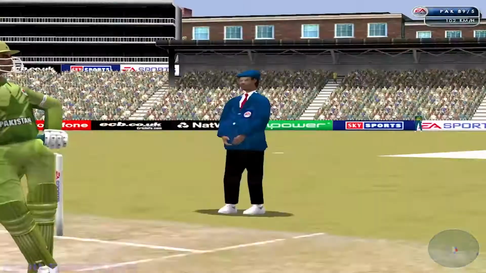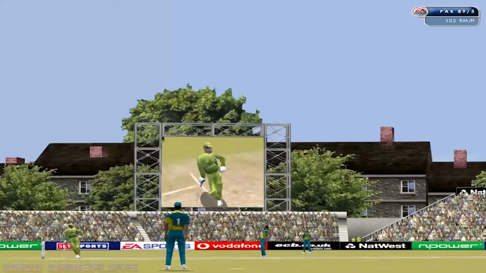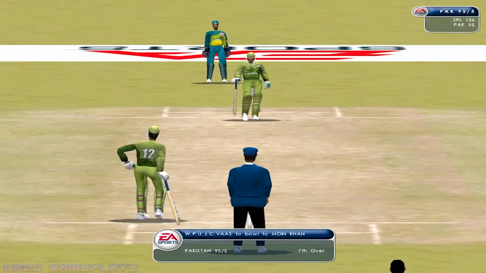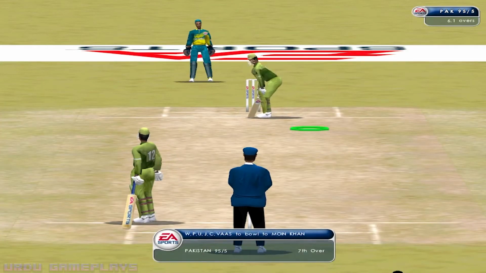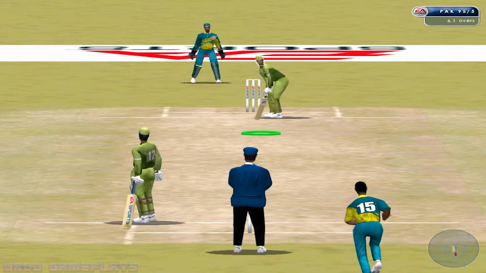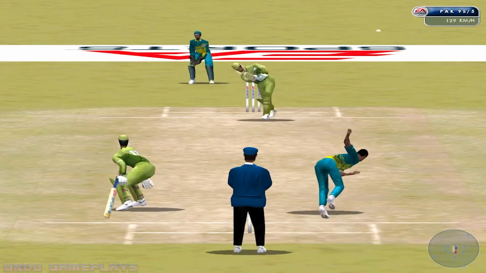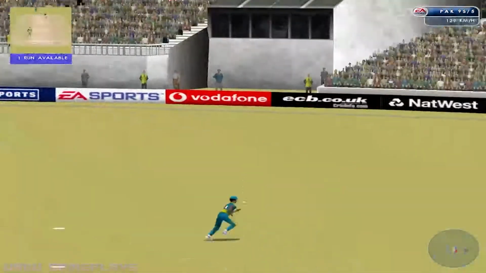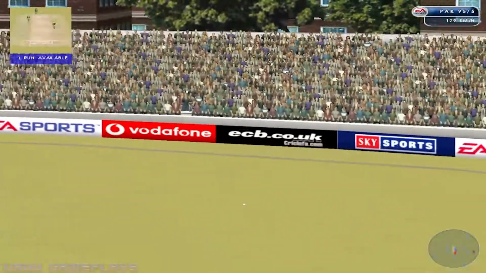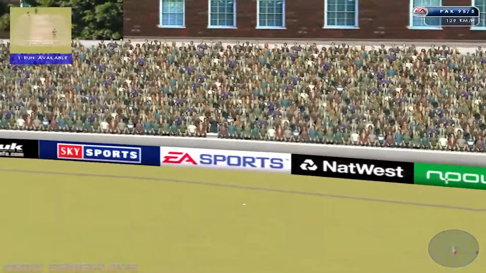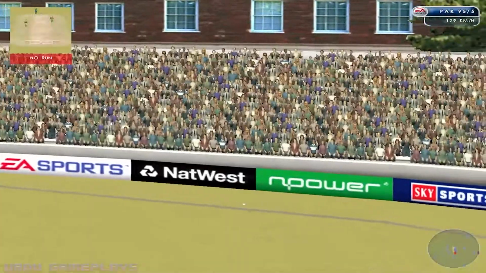He smashed that one right out of the ground. Exciting stuff. He took a risk, but was well rewarded as the ball disappeared over the fence. Zoysa, the ball to Mohan Khan. There it goes. That takes him into double figures.